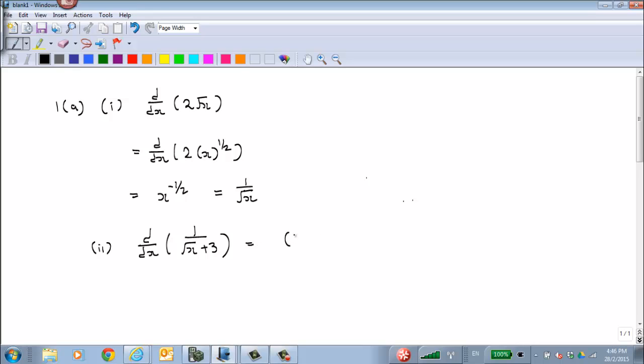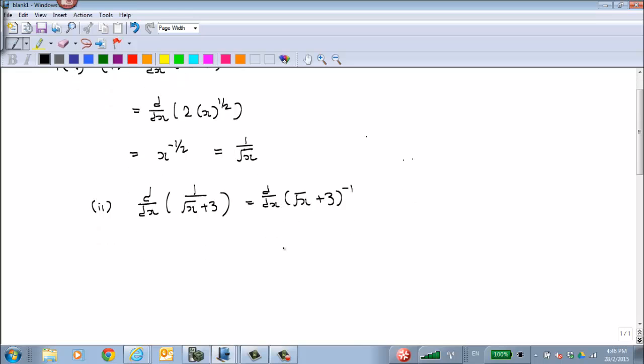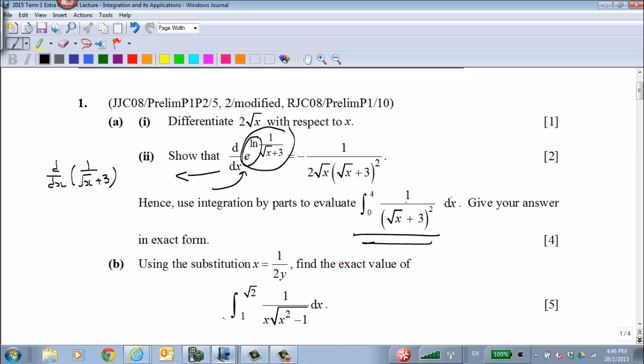Okay, so the way to do it is, I will consider this as the power of minus 1. Okay, and then from here, do a bit of manipulation. You obtain what the question wants you to show. Okay. Then from here, we are supposed to hence use integration by parts to evaluate this particular integral.